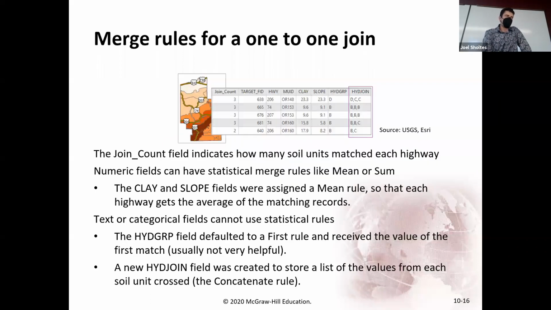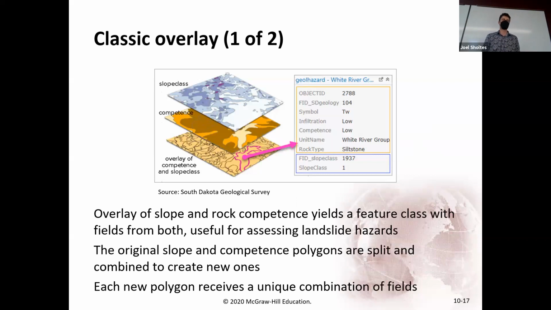All right, so that is our join. Join, or spatial join, has its limitations, because we're not breaking up elements within a feature class. We are keeping them whole. And sometimes that's good to do, and we want to do that, but sometimes maybe we want to slice and dice it a little bit more. So that's where we get into these overlays. Overlays are when you bring things together and create a new output, like we set up initially. So an overlay of slope and rock competence yields a new feature class with fields from both that we might be able to use to assess landslide hazards.